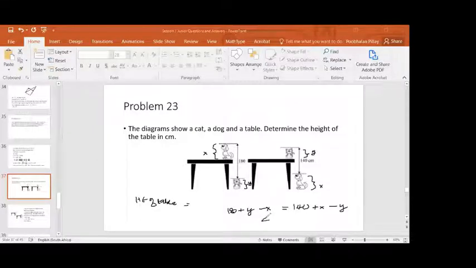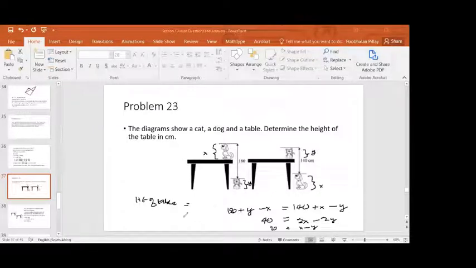So if you put this as 180 minus 140 is 40, and this side, if you bring the X to this side and the Y to this side, you get 2X minus 2Y. So now this is interesting. This 40 is 2X minus 2Y. So 20 is X minus Y, if you divide by 2.